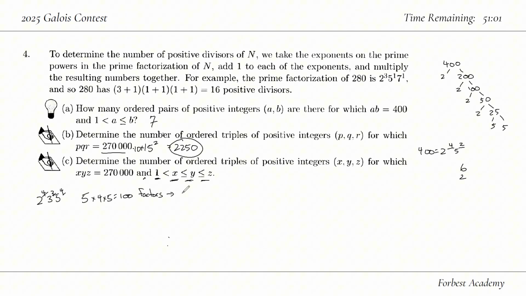This means there are 50 factor pairs. So what are we going to do with that information? Take a moment to think about that. So one of these factor pairs is 1 times 270,000.